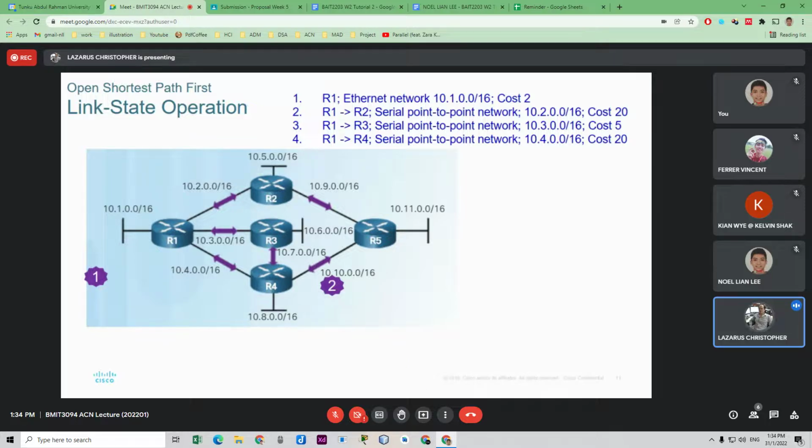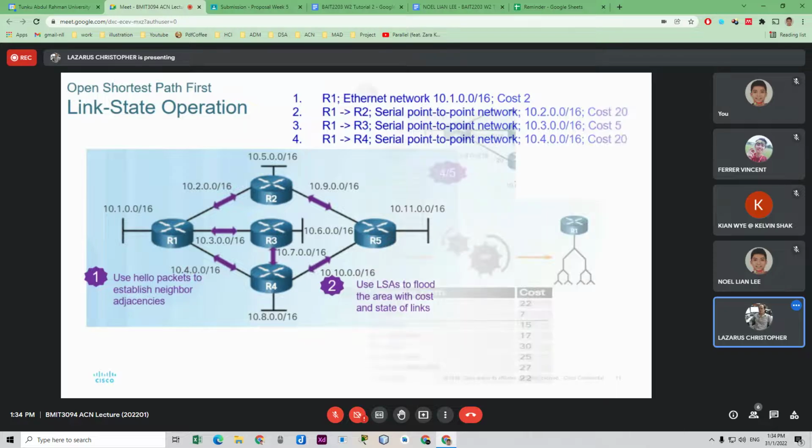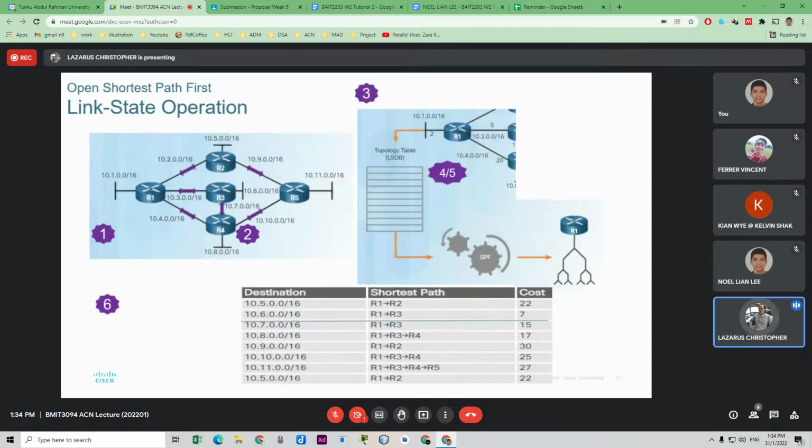Then let's move on. Use hello packets to establish neighbor adjacency, right? If you're R1, you're adjacent to R2, R3, and R4. Use LSAs to flood the area with cost information for each link. That means you're now sharing information, right? And then third, you build your topology table, right?